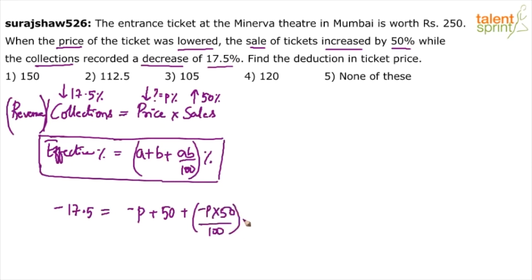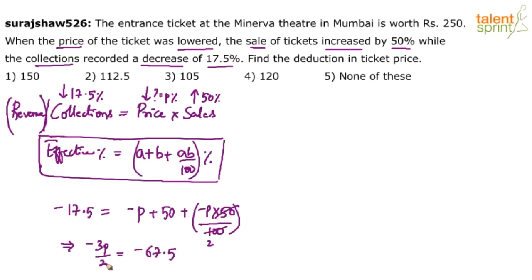Are you able to follow? Because the collections have reduced, we have taken it with the negative sign. The price has also reduced, we have taken the change as minus P. Sales has increased, we have taken as plus 50. So apply the formula A plus B plus AB by 100. Now simplify this, you will get the value of P. So this is like minus P by 2 and minus P, minus 3P by 2. Minus 3P by 2 equals minus 17.5 and minus 50, which is minus 67.5.